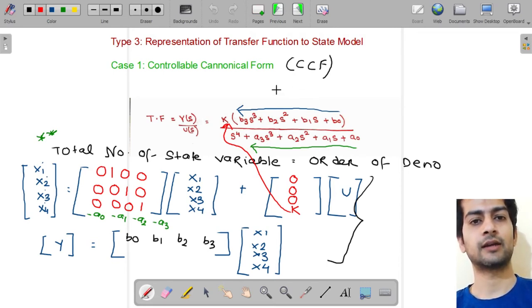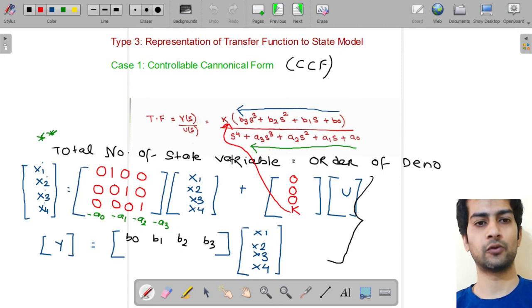So it's better that if a transfer function is given, find its CCF, and then if OCF is asked, do its transpose, you will get your answer.